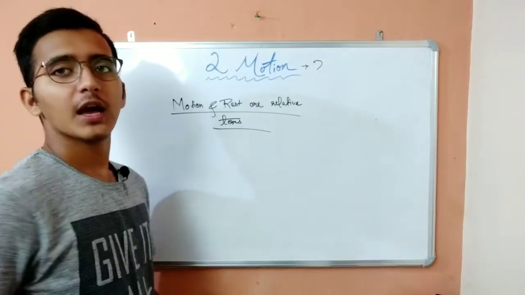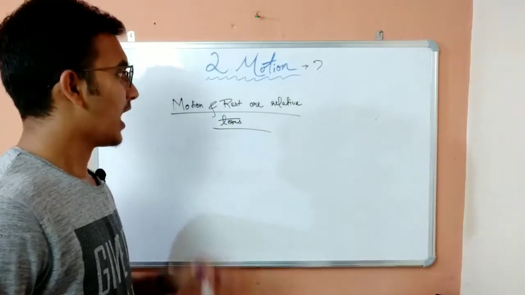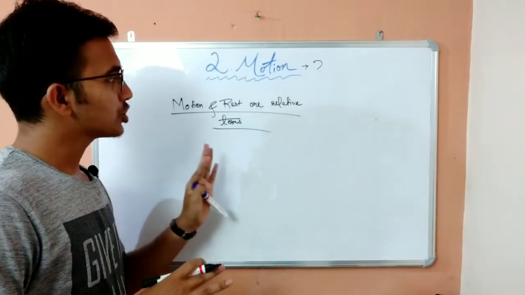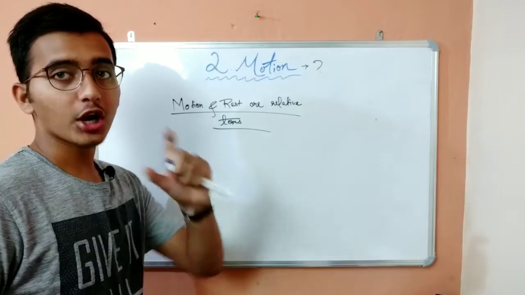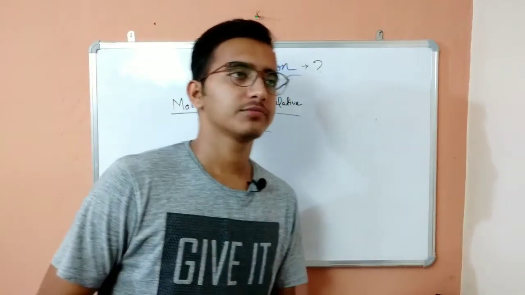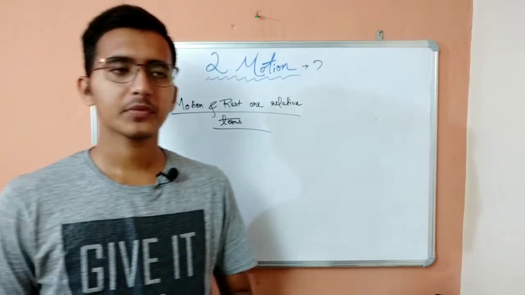Motion and rest are relative terms. What does that mean? This means that motion and rest are relative. They are not absolute. Now, what do I mean by relative and absolute? Let me give an example.